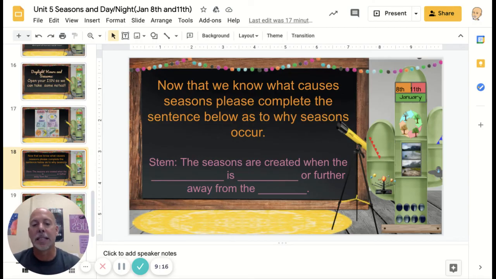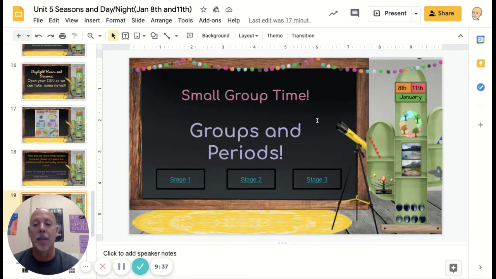Now that we know what causes seasons, please complete the sentence below as to why our seasons occur. This is going to be in your ISN. This is something that we should have already done in class. If you haven't done it yet, make sure that you get this done. So the STEM sentence: the seasons are created when the blank is blank or further away from the blank. So what did we just discuss? Look at what we discussed and make sure that you're able to answer that question, okay?